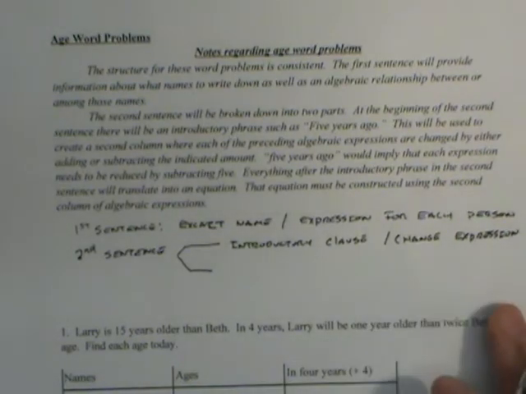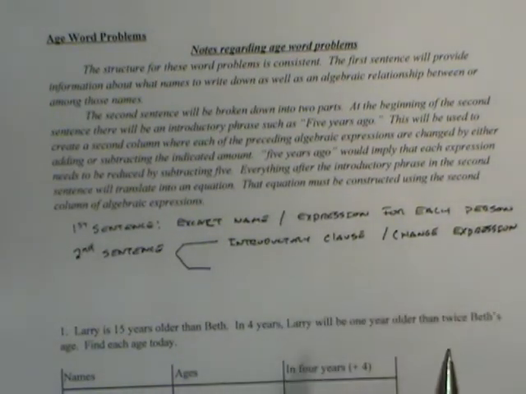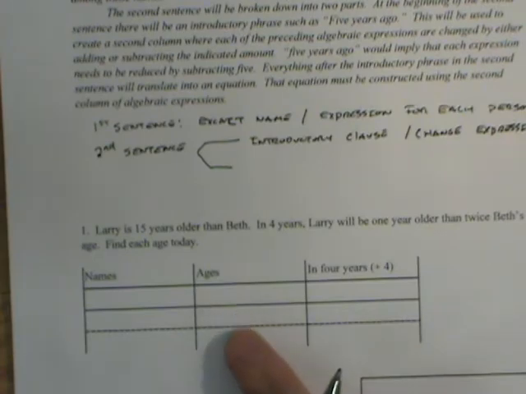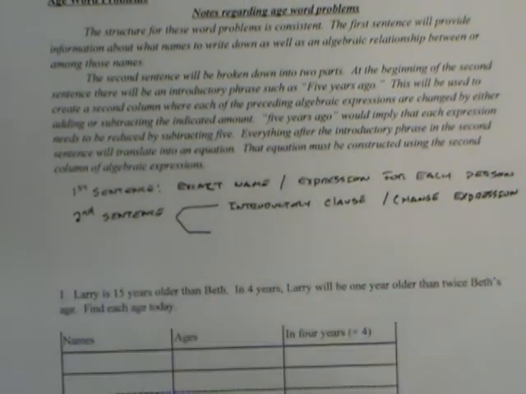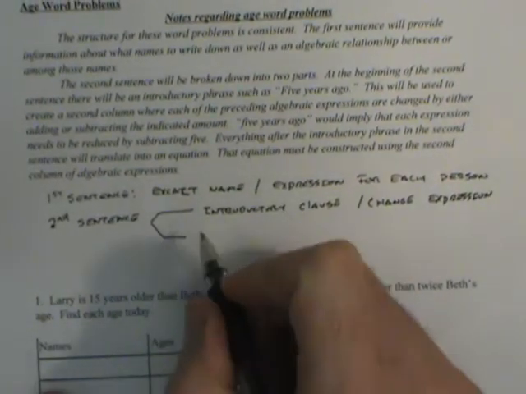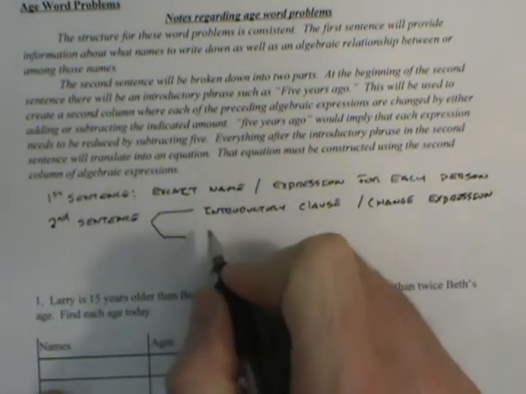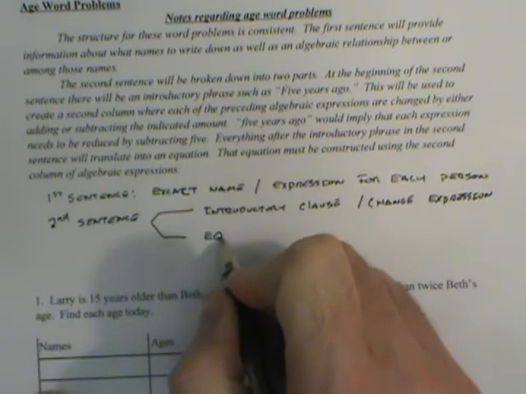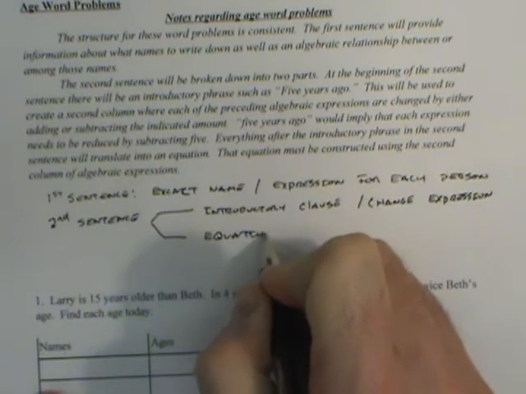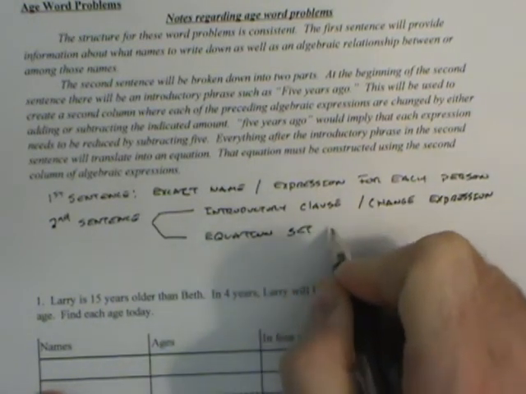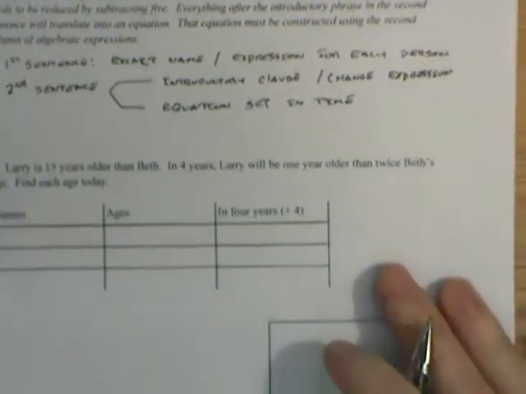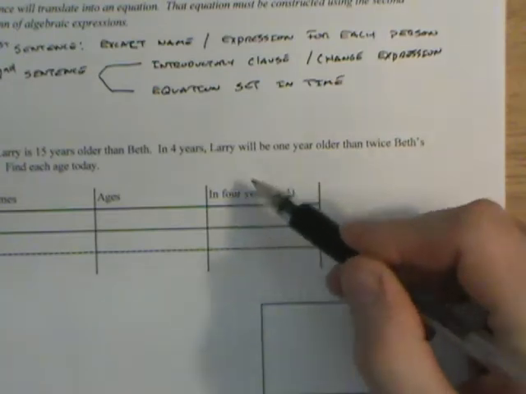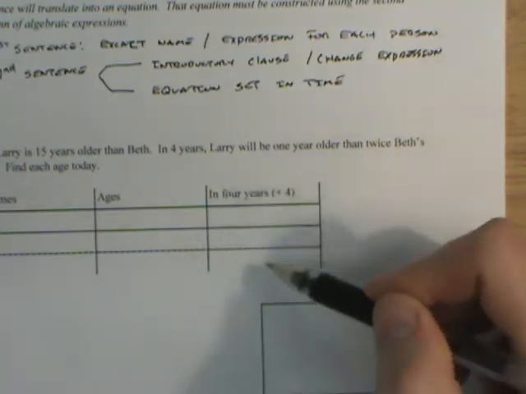The unique thing about these problems, though, is once you solve them, you will solve for a variable found in your first column. And so it'll bring you back to the present tense. And that's what these examples are trying to show you. So after the introductory clause, you're looking for an equation set in time. And that equation must use the expressions set from the second column.